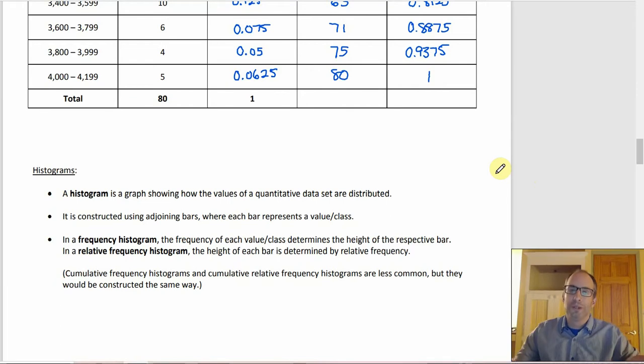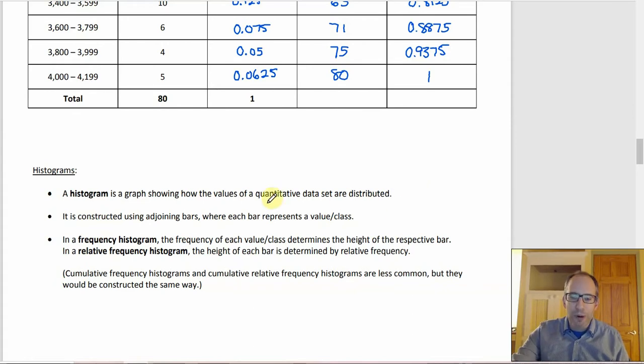You could also do it with a relative frequency table. The graph looks the same, but the y-axis is calibrated differently. And we're actually going to see that in, I don't know, 90 seconds. But let's see. So a histogram is a graph for a quantitative variable, and it's supposed to show how the values of that quantitative variable are distributed.